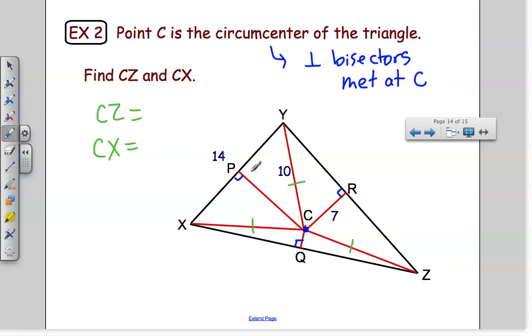Let's check it out. CZ. C to Z has to be equidistant to all of these, CX and CY. If CY is 10, distance from the circumcenter to a vertex should be the same to any vertex. So C to Z is also 10. And C to X, again, circumcenter to vertex, also 10. These are equidistant. I could grab that circle tool again and create a circle that would hit all 3 vertices. So properties of circumcenter today, learning about what makes this point special. When you do the perpendicular bisectors in a triangle, they will meet at that circumcenter.